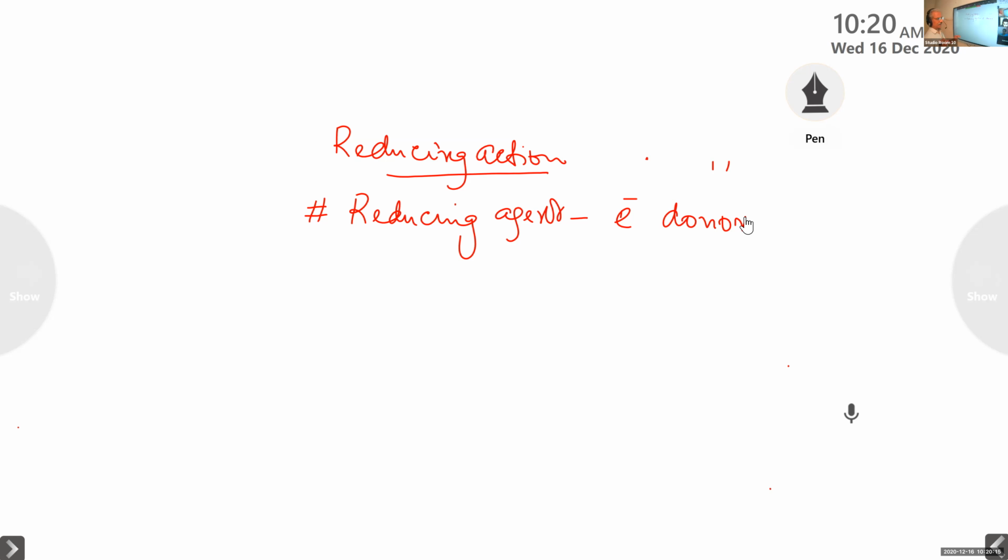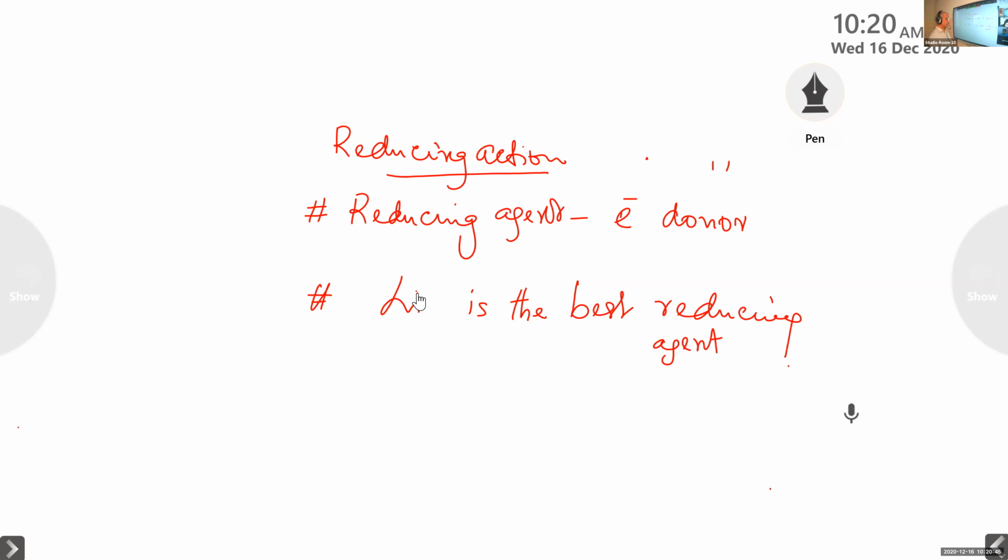If we compare the reducing power, the reducing action, we can see that lithium is the best reducing agent. Lithium is the best reducing agent, the best electron donor. That is the best reducing agent.